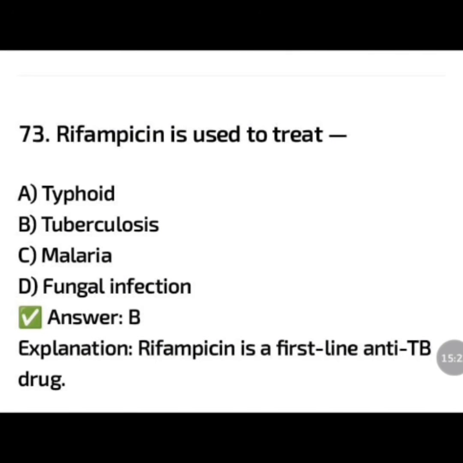Rifampicin is used to treat: typhoid, tuberculosis, malaria, or fungal infection? The correct answer is option B, tuberculosis. Rifampicin is a first-line anti-TB drug.